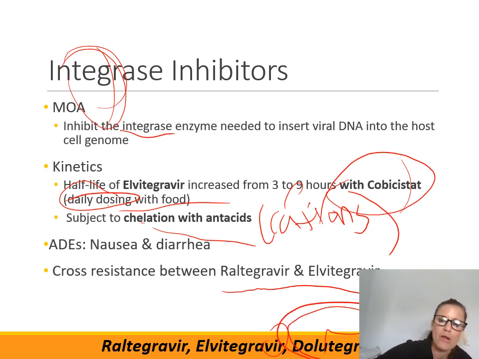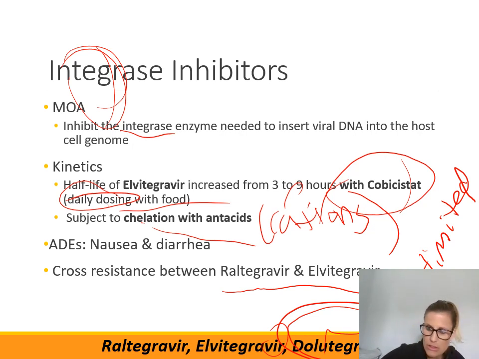Dolutegravir has very limited cross-resistance. So if HIV is resistant to one of the other agents, then it is okay to try the dolutegravir instead.